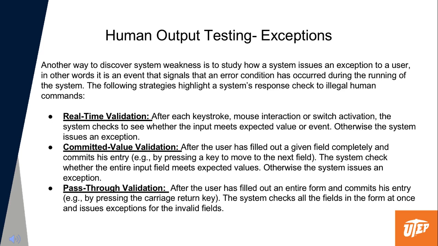Committed value validation. After the user has filled out a given field completely and commits his entry, for example by pressing a key to move to the next field, the system checks whether the entire input field meets expected values. Otherwise, the system issues an exception. Pass-through validation. After the user has filled out an entire form and commits his entry, for example by pressing the carriage return key, the system checks all the fields in the form at once and issues exceptions for the invalid fields.